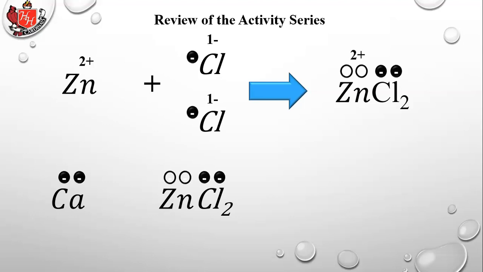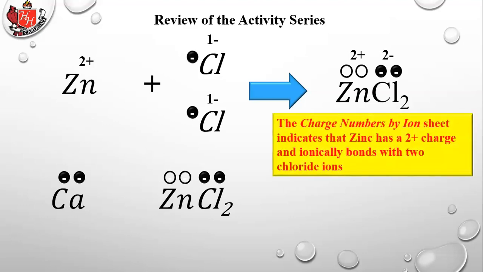Now, those two will be attracted to each other to form an ionic bond. The zinc has a 2+ charge now. The chloride ions together have a 2- charge, and so that forms zinc chloride. That's an ionic bond. The charge number by ion sheet indicates that zinc has a 2+ charge and ionically bonds with 2 chloride ions, as you see there. So that goes way back to our foundations unit.